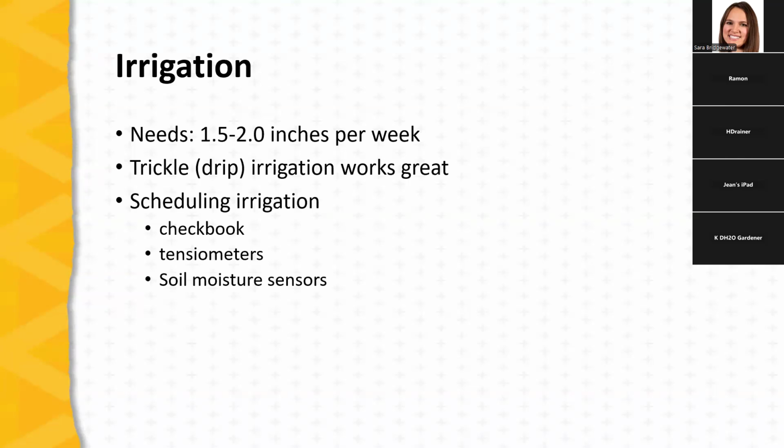Trickle irrigation or drip irrigation works great, and that's what we recommend. We could talk for an hour about scheduling irrigation, but normally when the plants are small, it's probably 10, 20 minutes a day. But when the plants are large, in the middle of production in the middle of the summer, it could be 2 or 3 hours a day. So it's important to understand how much irrigation is needed.